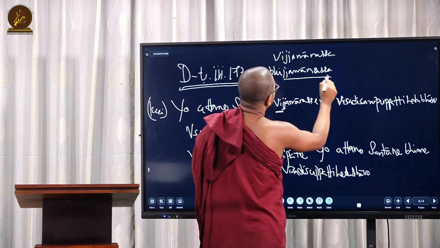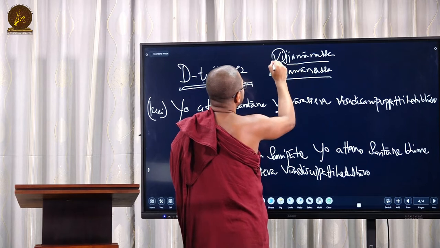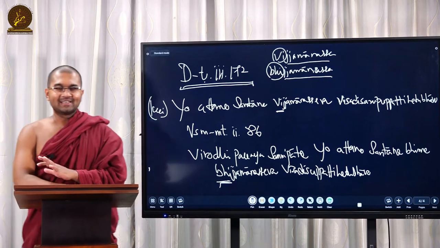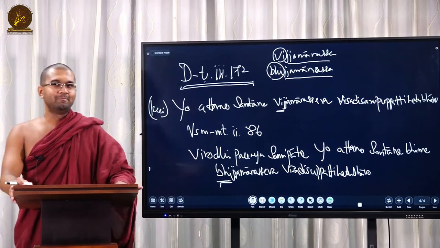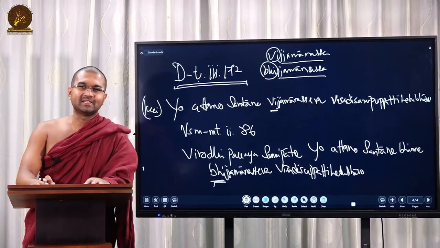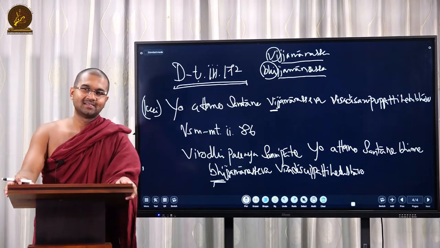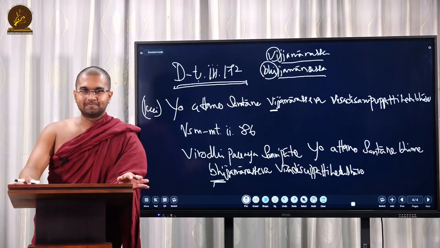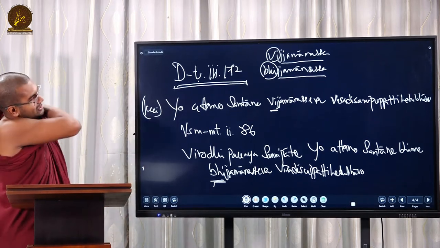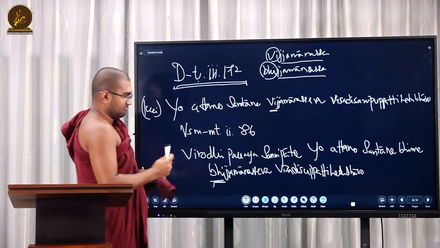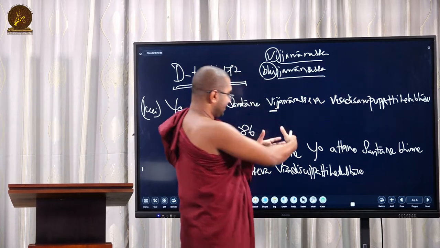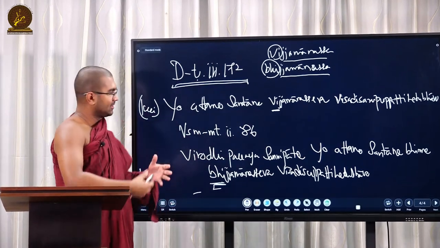So all these letters are similar. The only difference is V and B, and they are giving a completely different meaning. Bhijjamana means the rupa which is passing away, the continuous form which is passing away. Vijjamana is which is existing. Completely opposite meanings are given. I'm not sure how to confirm which one is correct, but it seems both can be applied. So here, the change happens within the rupa which is existing.